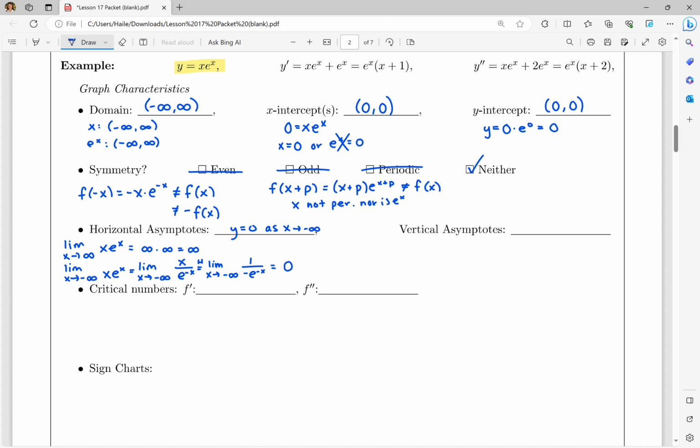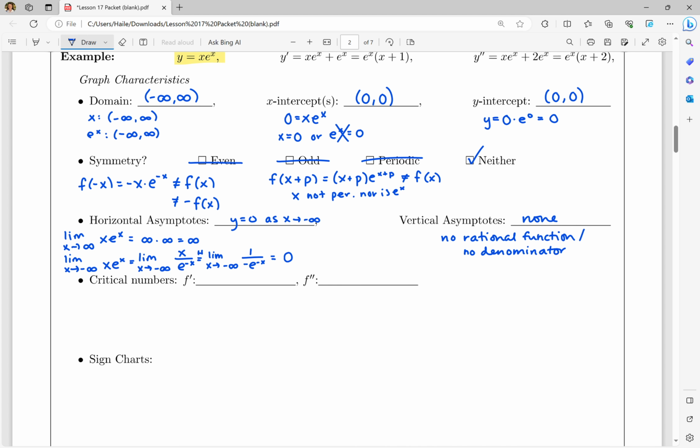That's pretty important. As far as vertical asymptotes, well, we don't have any, because we don't have a rational function. So we don't have a denominator. So that means we can't have a vertical asymptote. We also don't have any trig functions running around, so that also means we can't have a vertical asymptote.